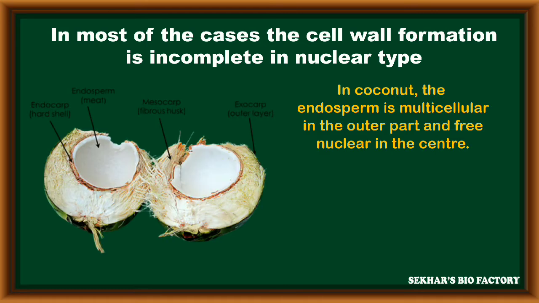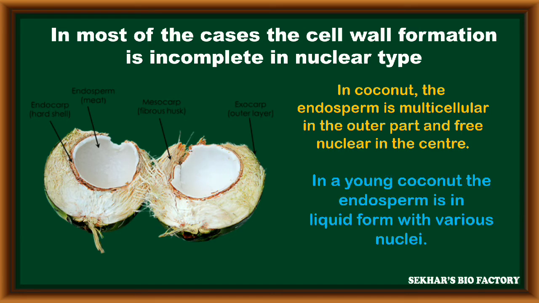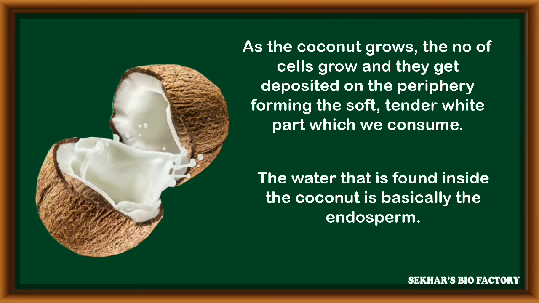For example, in coconut, the endosperm is multicellular. It is present at the outer side, that is the peripheral region. Due to the free nuclei in the center, it becomes liquid. In the young coconut, the endosperm is in liquid form with various numbers of nuclei. As the coconut grows, the number of cells grows initially and these cells are deposited at the periphery. Now it becomes the soft, tender, white kernel of coconut that we consume.